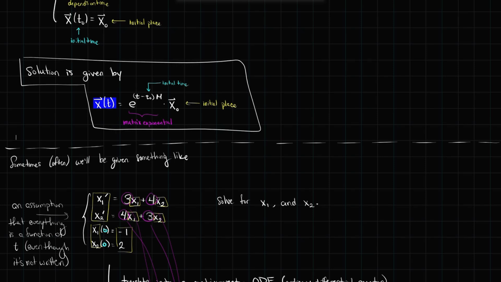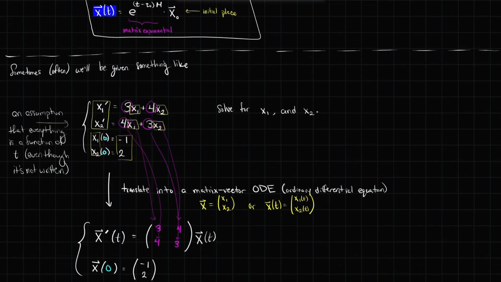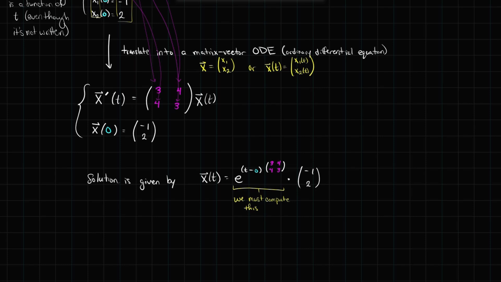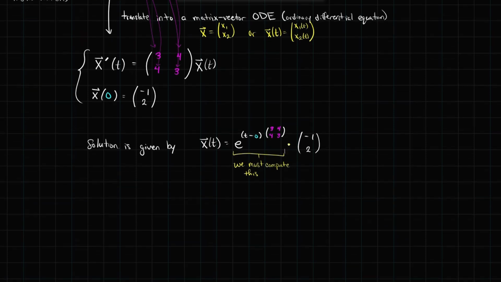Grabbing the solution formula, we just identify the initial time as 0, so that t sub 0 is 0. Our initial vector is the vector -1, 2, and then our matrix just goes in the matrix exponential. So the solution is given by the formula x as a function of time, vector valued function of time, is e to the t minus the initial time, and in this case the initial time is 0, of the matrix 3, 4, 4, 3, and then you compute that matrix exponential and you act it on the initial vector, which was -1, 2. So we need to go ahead and compute this, and then also compute the multiplication on the vector if we're actually going to find our solution.